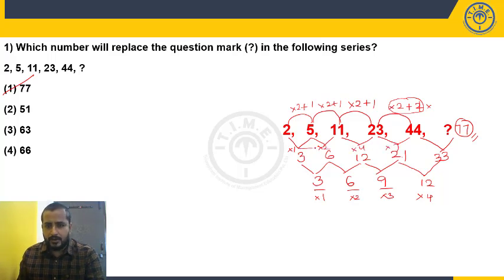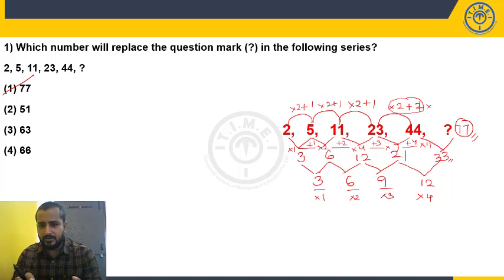Now again, 1 to 2 it is increased by 1. 2 to 4 it is increased by 2. 4 to 7 it is increased by 3. So next should be 4. 7 plus 4, 11. So multiple of 3, 11s are 33. You can also do it that way, but it is a simpler one, right?